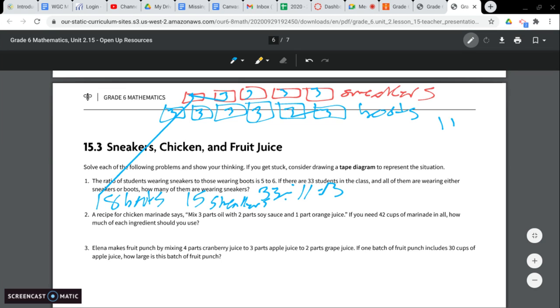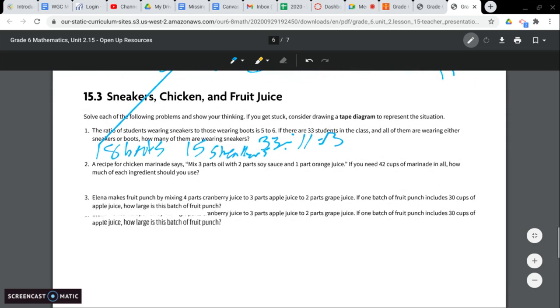All right, for number 2. A recipe for chicken marinade says mix 3 parts oil with 2 parts soy sauce and 1 part orange juice. If you need 42 cups of marinade in all, how much of each ingredient should you use?